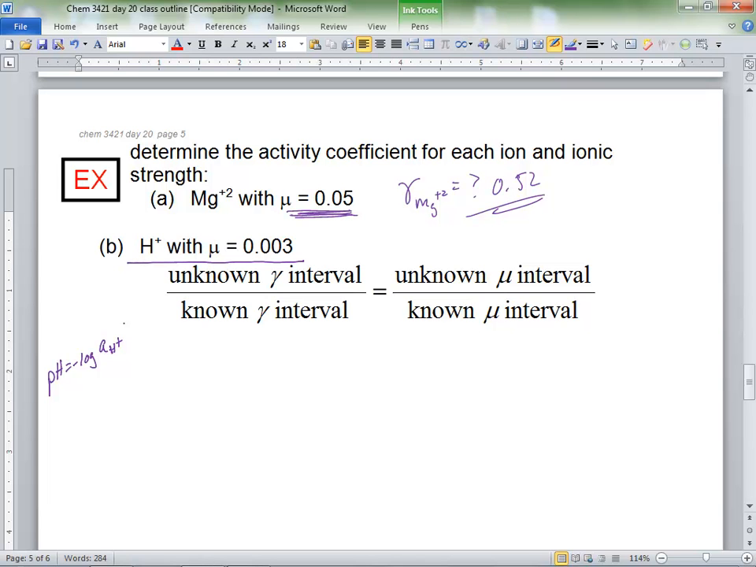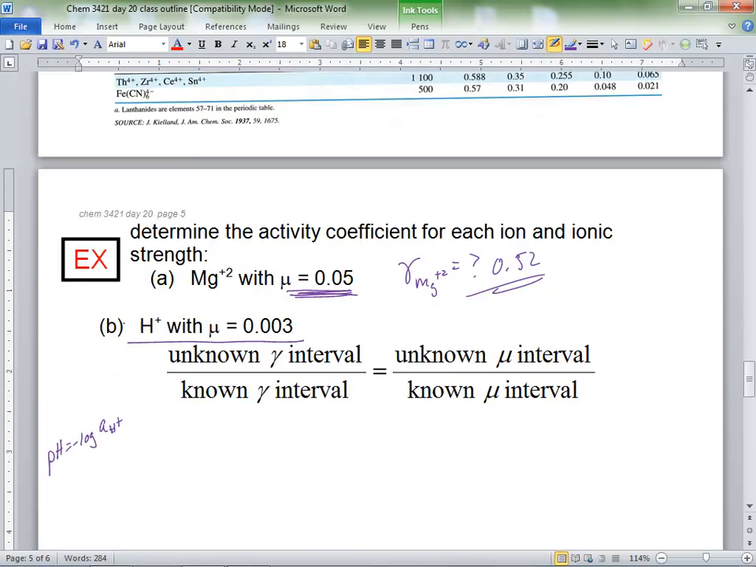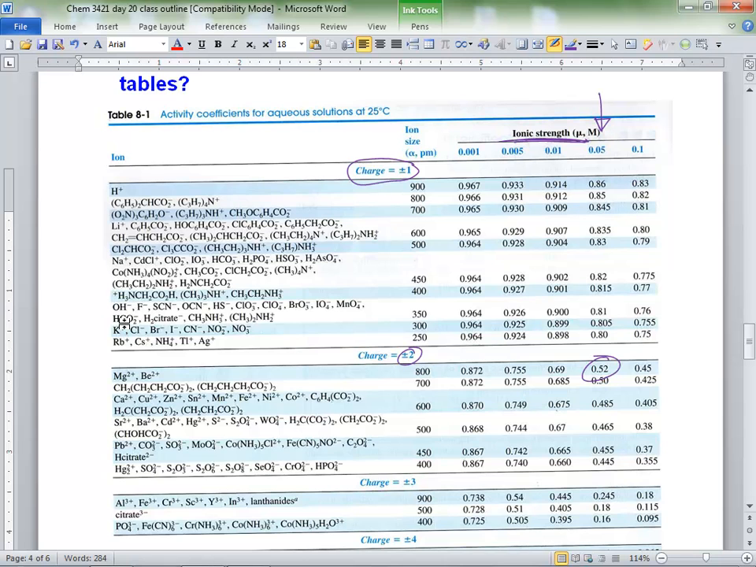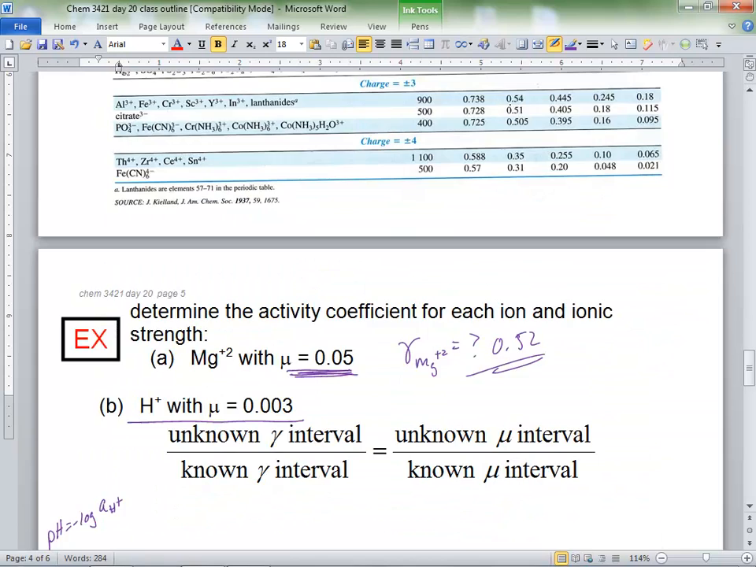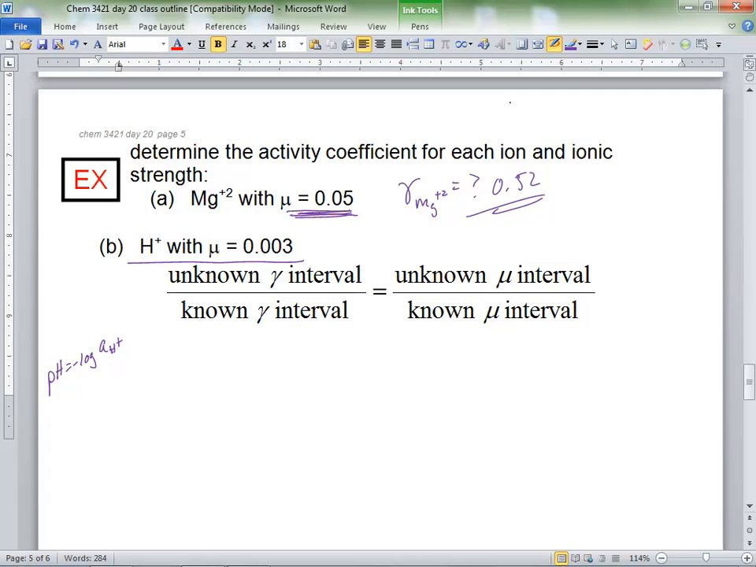Hydrogen ion with ionic strength 0.003. 0.003 must not be in that table. Yeah, see, it's not. So we interpolate. How I like to do it is I make a little table, and it's a lot easier for me not to make a mistake if I make my little table. So the ionic strength is 0.003, so I'm going to put that in the 0.003 row. This is the one I'm after.